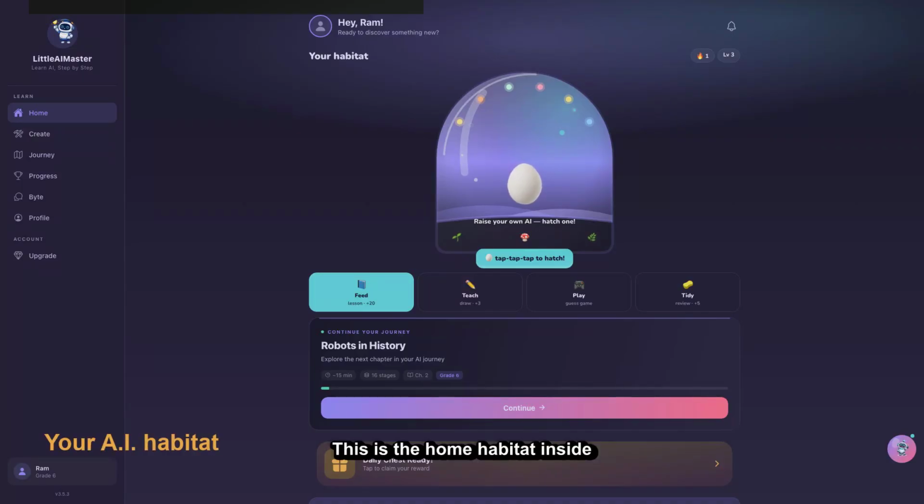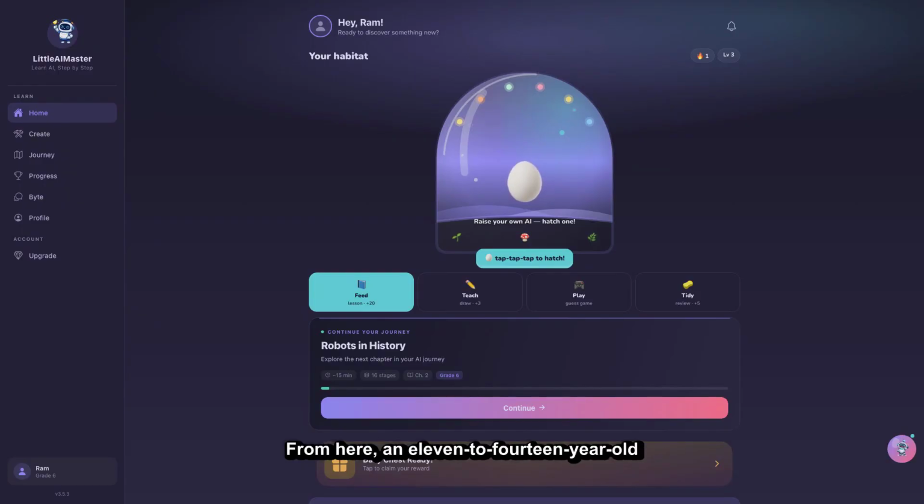This is the home habitat inside LittleAIMaster, your living base camp. From here, an 11 to 14-year-old explores AI one bite-sized lesson at a time. Today's topic, image generation, lives in a whole unit on generative AI. Let's start where every digital picture truly begins, the pixel.